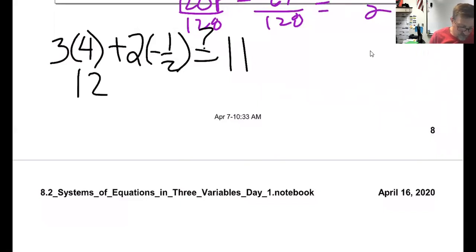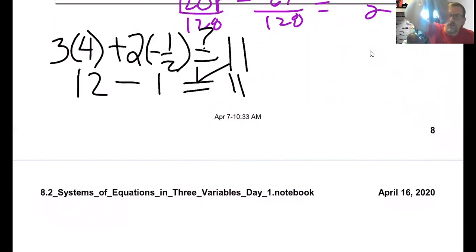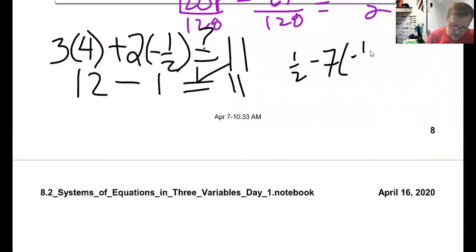So that's 12. Half of 2 is 1, so negative 1/2 is minus 1. Hey, that one works. Done. Not done. I have to check in all three equations. So check the second one. So q, which we just figured out to be 1/2, minus 7 times r, which is negative 1/2. Does that equal 4?